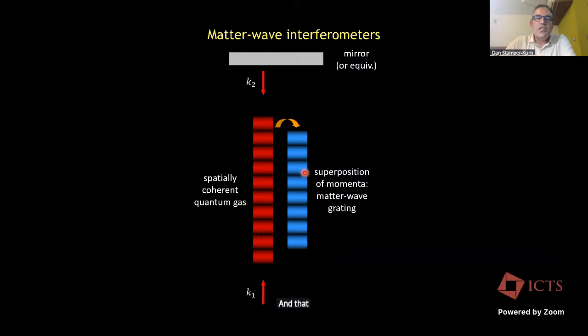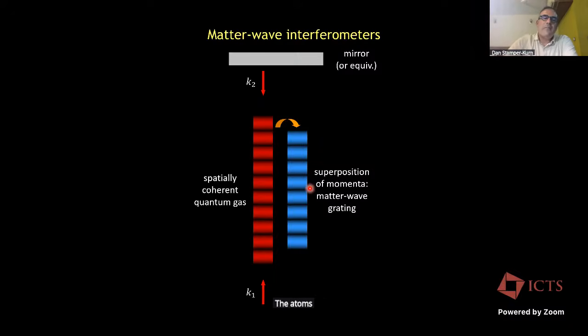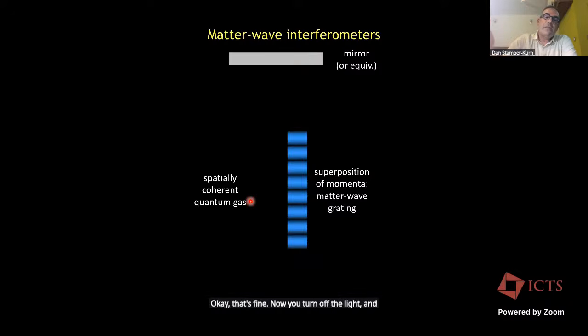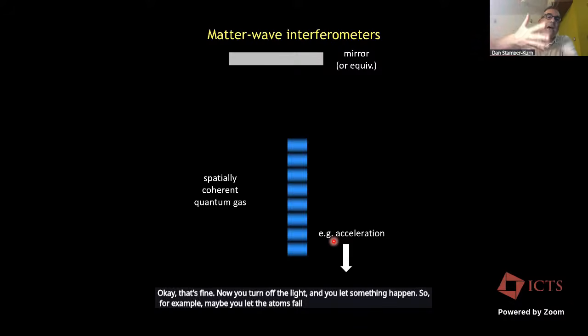And that density modulation has its peaks and valleys at the same locations that the optical field does. So the atoms sort of acquire the pattern that light stamps on them. Okay, that's fine. Now you turn off the light and you let something happen. So for example, maybe you let the atoms fall under gravity.